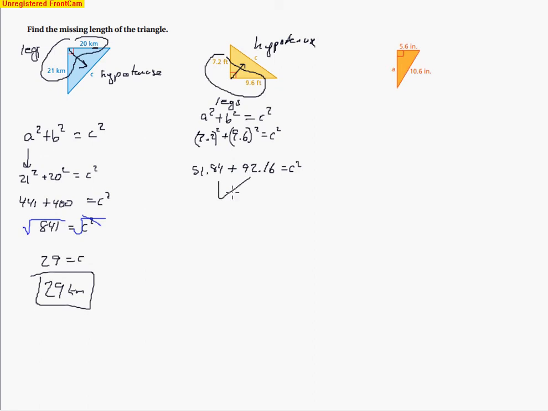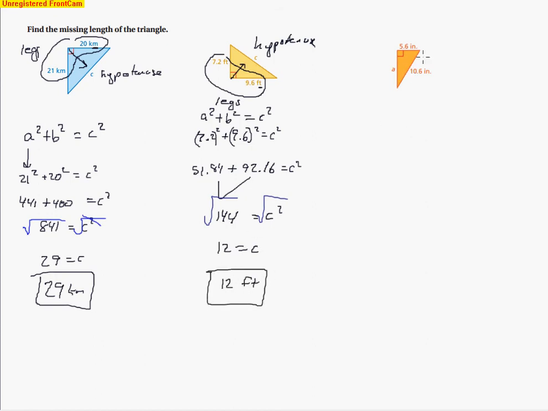Well, collecting these two terms together gives us a perfect square of 144. And so we're ready to take the square root of both sides. And so that gives us our answer. So we get 12 is the value of c. Looking back here, I see that the units are feet. So let's make sure we write in 12 feet.